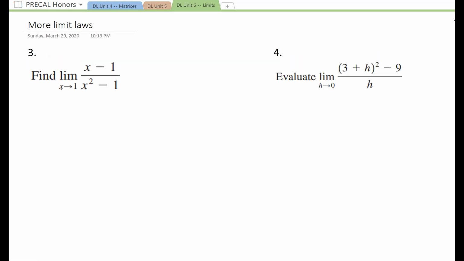Number 3. What happens if I direct substitute? 1 minus 1, you get 0 on the top. You also get 0 on the bottom. That's undefined. Okay, so we have to get creative for some of these. I noticed that the denominator of number 3 is a difference of perfect squares, and that the top is actually a factor of that binomial. So let's factor it out.